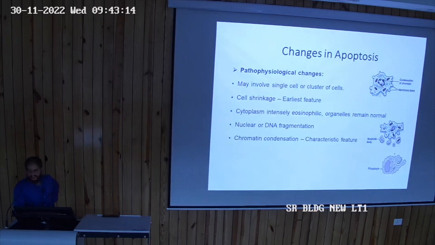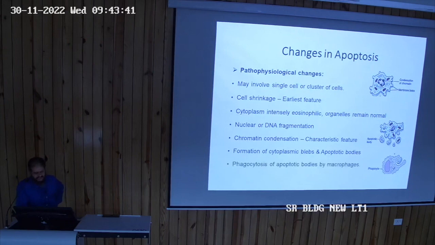Then there is nuclear, as we have discussed, nuclear fragmentation and DNA fragmentation. After that, there is chromatin condensation. Chromatin condense होते हैं. There are different genes which are involved in all these things. Chromatin condensation is a characteristic feature. It is important that chromatin condensation is the characteristic feature. Then there is formation of cytoplasmic waves and apoptotic bodies, and then ultimately it is getting phagocytosed.